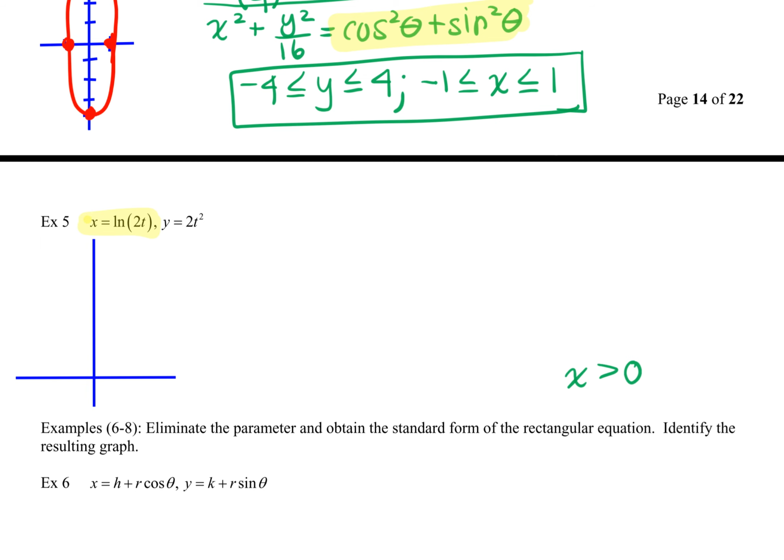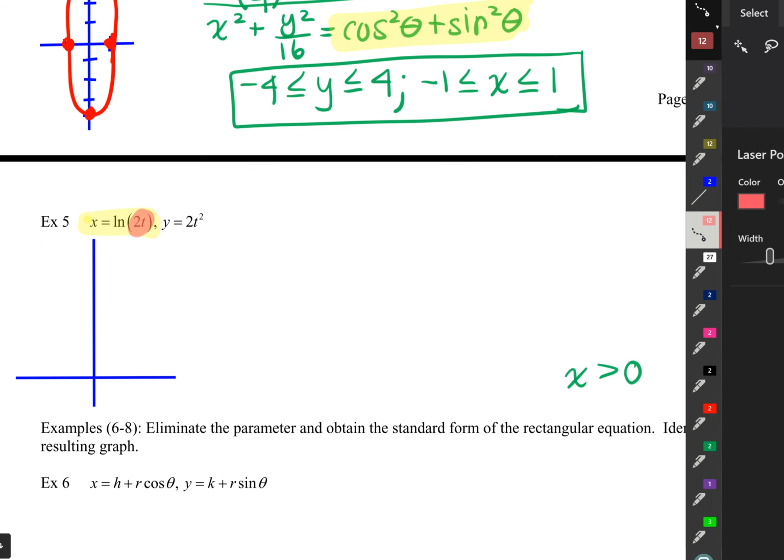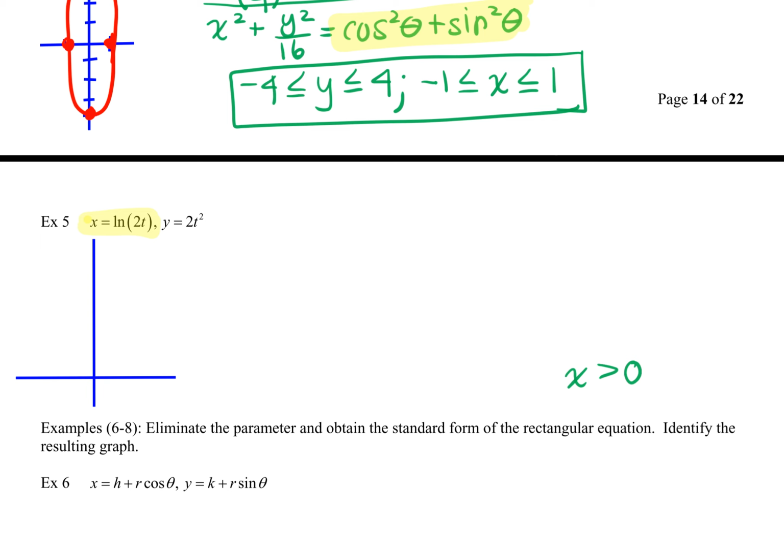And then our y is equal to 2t squared. Well, we know from the first equation here that we would not be allowed to plug in anything that's going to make that be 0 or negative. So we know that our t value has to be a positive number. Therefore, if t is a positive number, plugging it in here, a positive number times 2 is again going to give you a positive number. So our y is going to also be greater than 0. Okay, now you go ahead and pause the video and make the graph. What you see should look like an exponential graph.